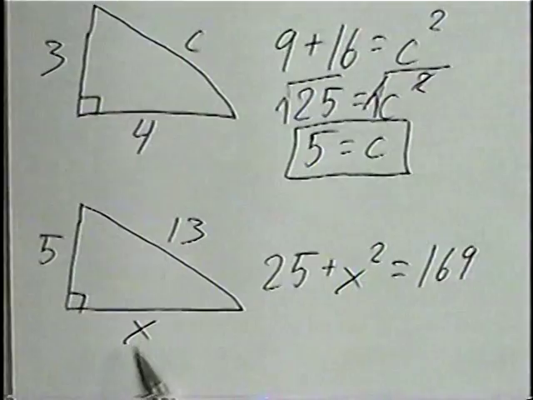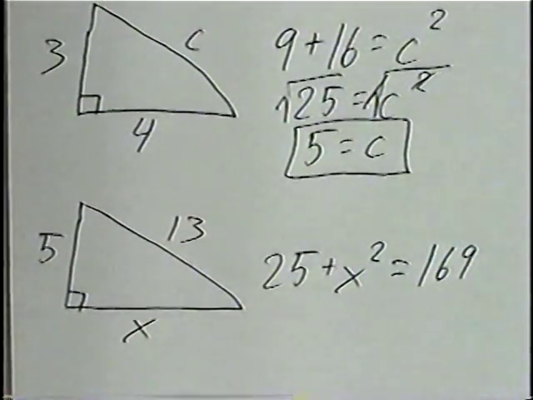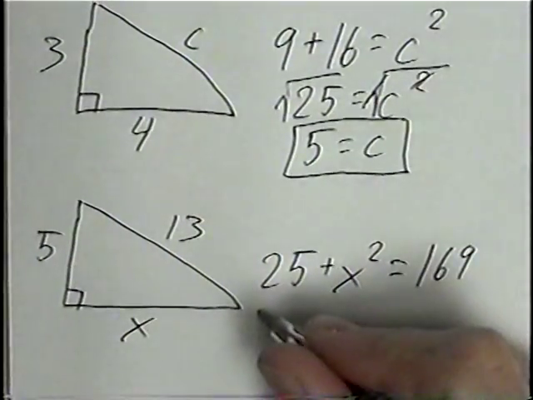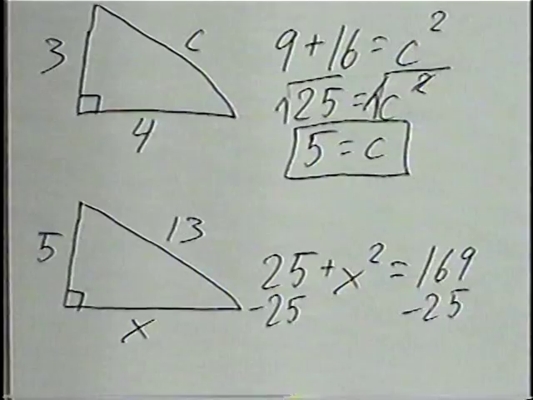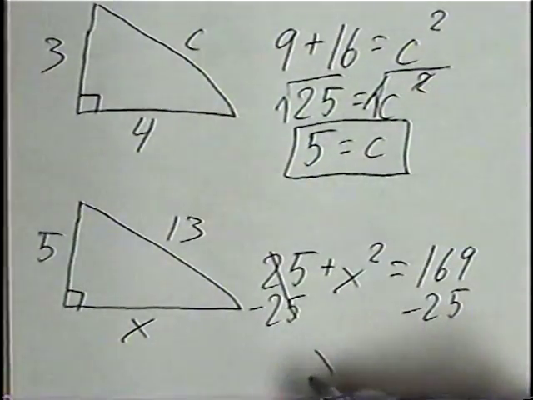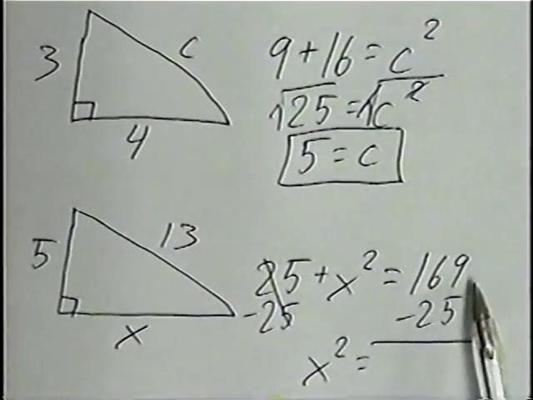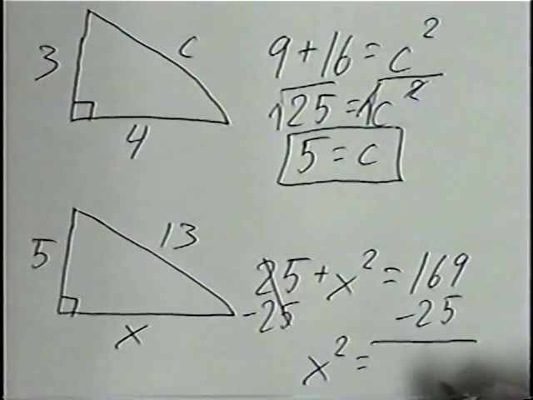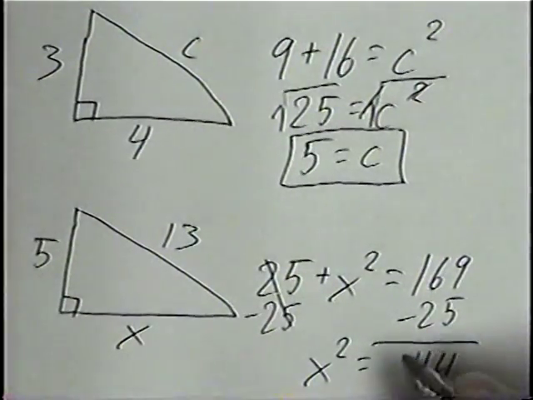To solve for x, find the missing side. We want to get x by itself. We have to first get rid of the 25. Opposite of adding 25 would be subtracting 25 on both sides. And we'll have x squared equals, subtracting straight down, 9 minus 5 would be 4, 6 minus 2, and the 1 comes down.